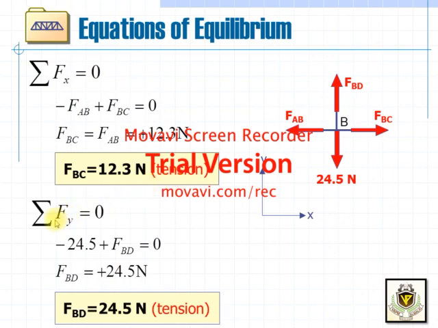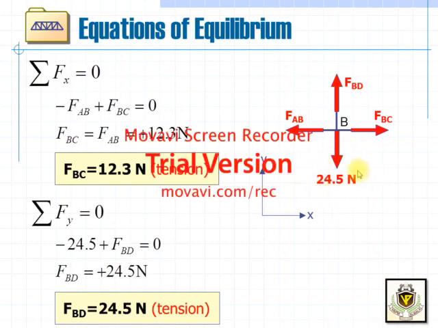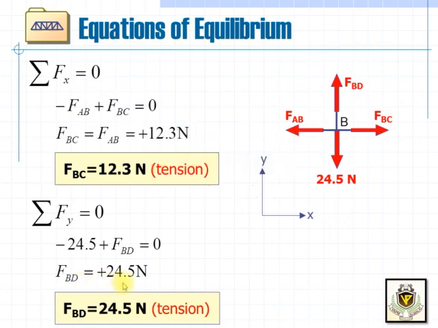Now second, summation Fy is equal to 0. FBD is in upward direction, taken as positive, and 24.5 Newton in downward direction is taken as negative. So minus 24.5 plus FBD is equal to 0. Therefore FBD is equal to 24.5 Newton, which is positive.